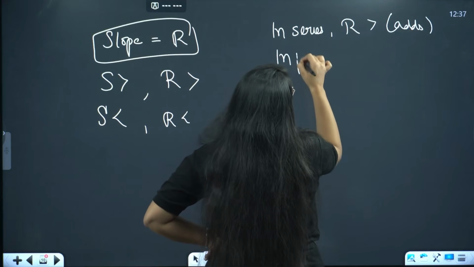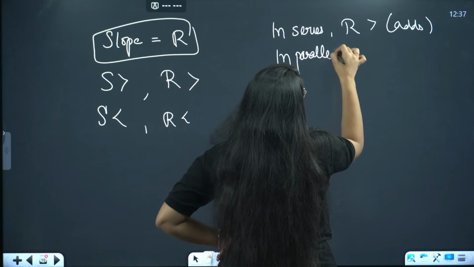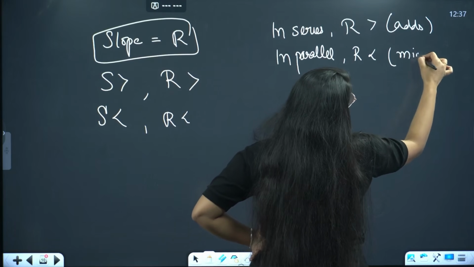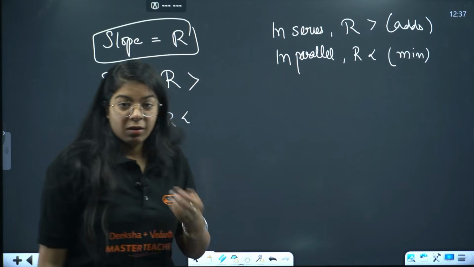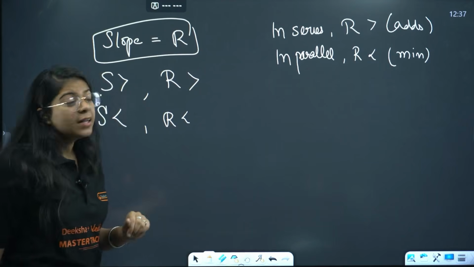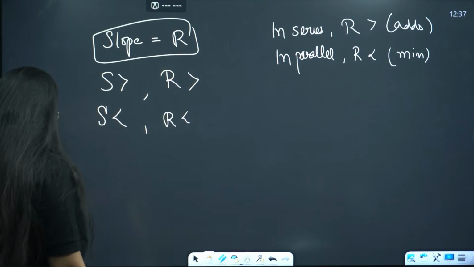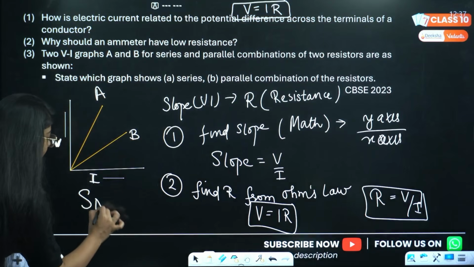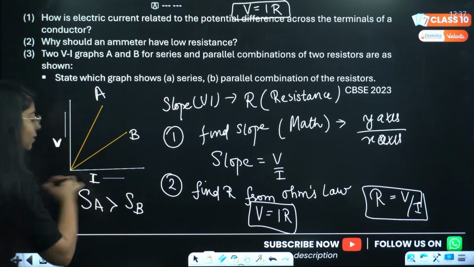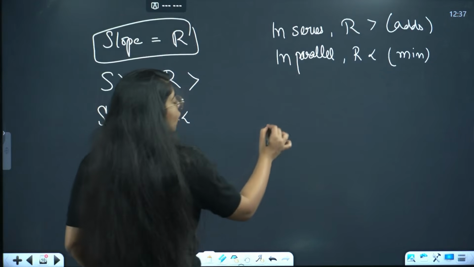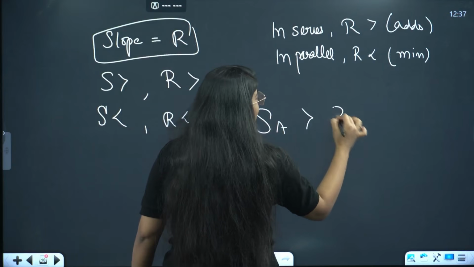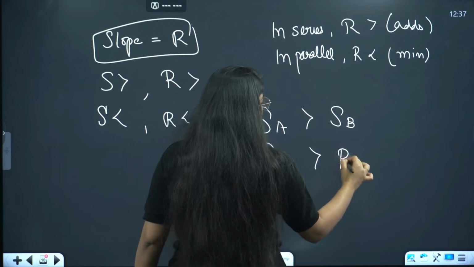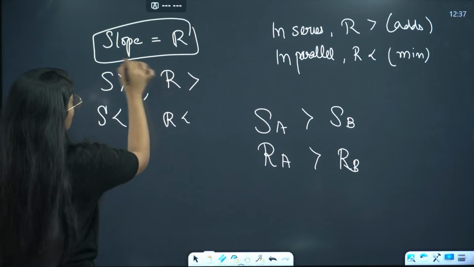In parallel, on the other hand, resistance is minimum. That is, it's less, because we take LCM. Done. So if slope is more, that means out of A and B, whose slope is more? Slope of A is definitely more than slope of B, right? So slope of A is more than slope of B. So that means, ma'am, resistance of A will be more than resistance of B, because here slope is equal to R.